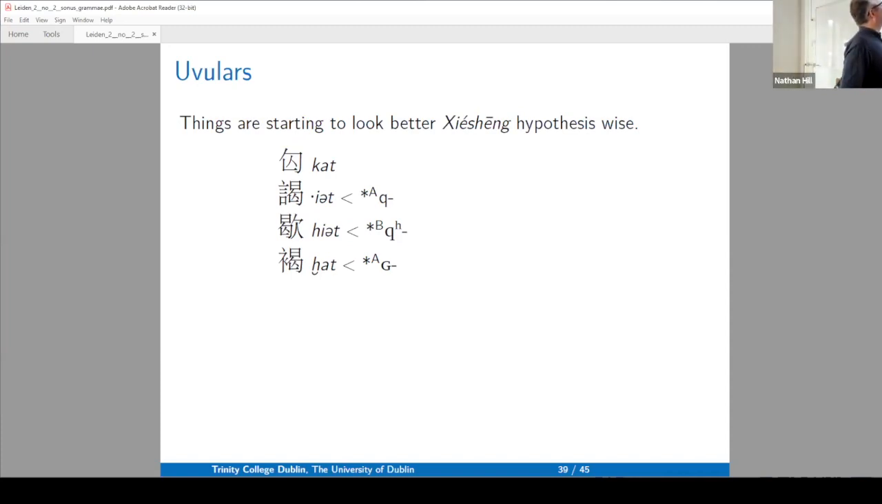So things are starting to look better, right? Oh, now we're feeling good. Okay, we still haven't dealt with the k, but look, uvulars somehow turning into velars is also not a big deal, right? So we need a conditioning environment to get the k out of a uvular, and we also need to propose which uvular it comes from. But I feel like this is going nicely, right? In terms of solving this xiesheng series.